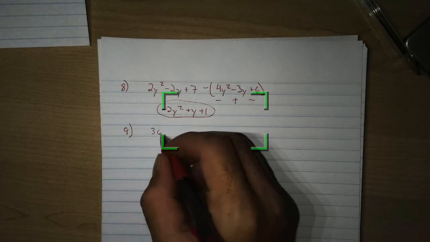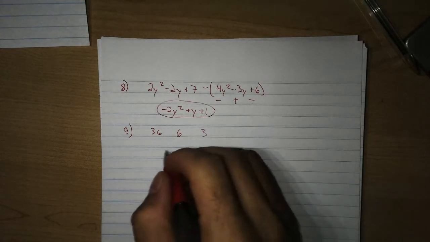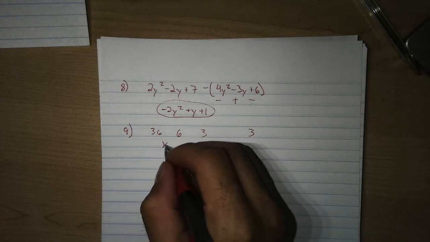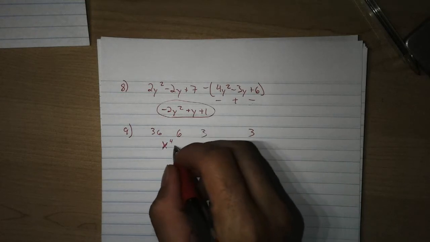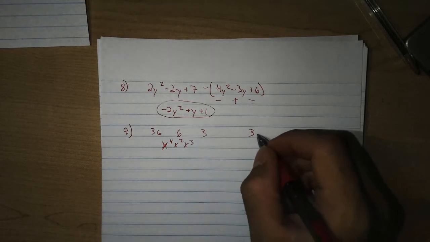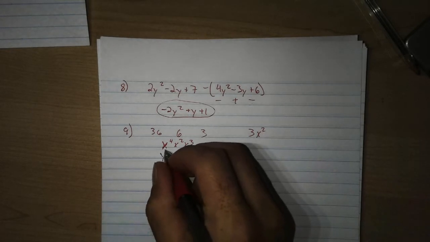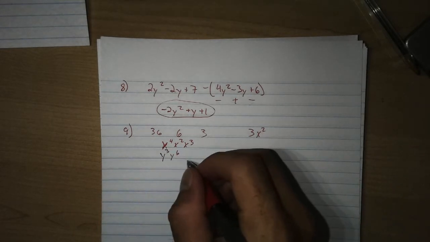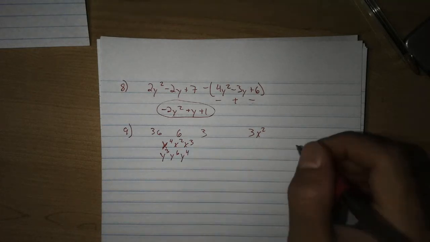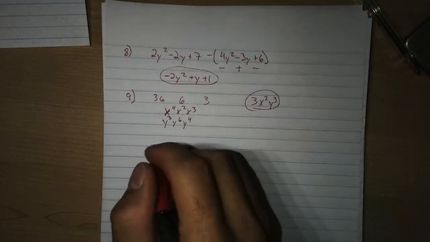Number 9, greatest monomial factor. We have a 36, 6, and a 3. 3 is the only thing that goes into all of those. I have an x to the 4th, an x squared, and an x to the 3rd. Of all those, the smallest exponent is an x squared. Then we have a y to the 3rd, a y to the 6th, and a y to the 4th. Smallest exponent there is y to the 3rd. So that's the answer.